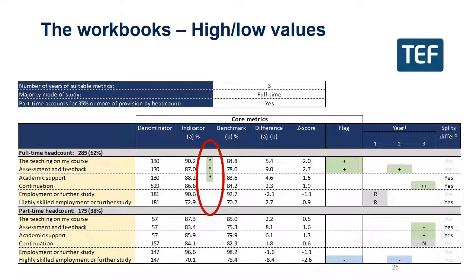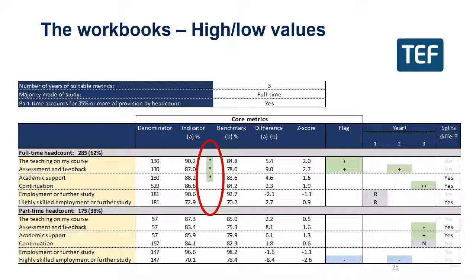There is one more thing to discuss in relation to core metric indicators, which is very high or very low absolute values. Very high absolute values are flagged with an asterisk, and very low absolute values are flagged with an exclamation mark. This is how they appear in the workbook. And in our fictional example, this provider has 3 asterisks. So this is showing us, for example, on the Teaching on My Course metric, that the provider's indicator of 90.2% is very high and among the top satisfaction rates for this metric in the entire sector.